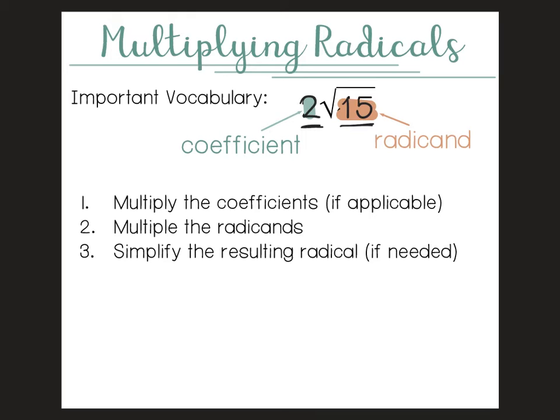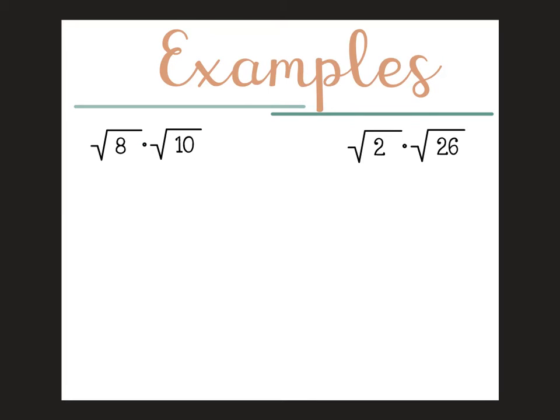And then lastly, if you can simplify the radical, you want to do that. So again, numbers out in front can be multiplied together, numbers under the radical can be multiplied together, and then lastly, you can simplify the radical if you need. So here's the first few examples of multiplying.